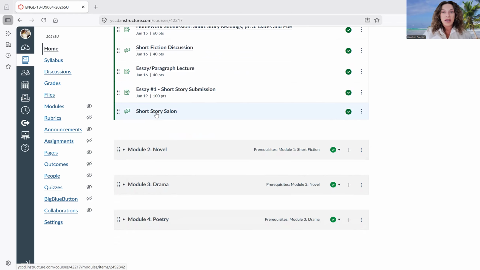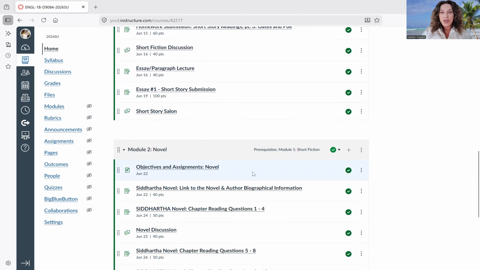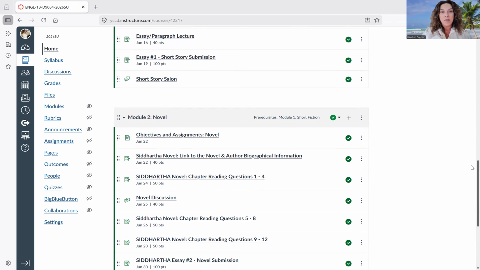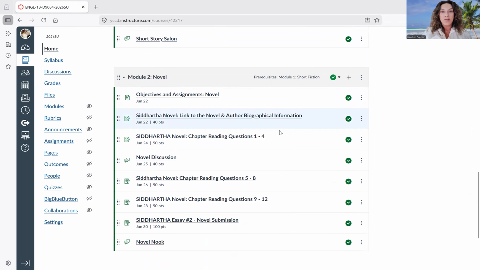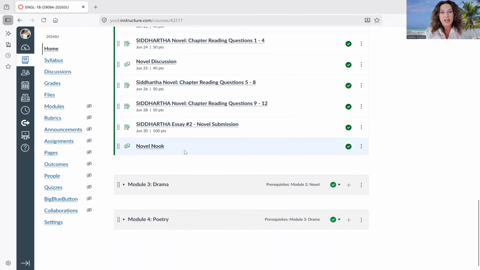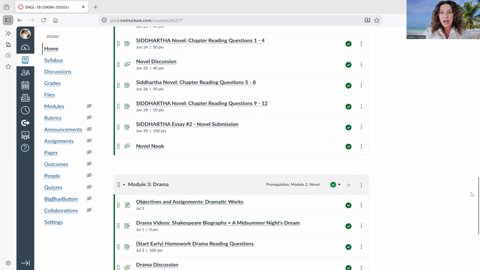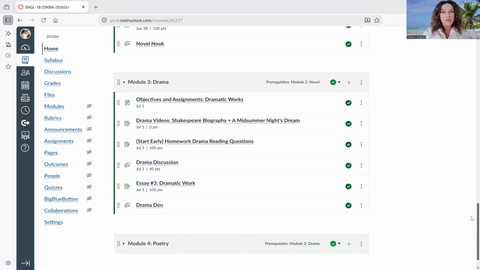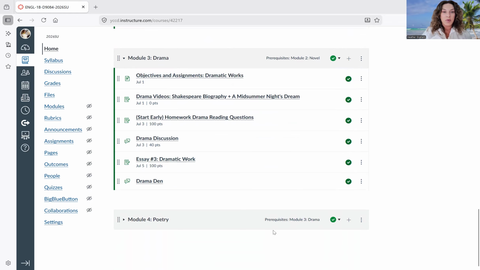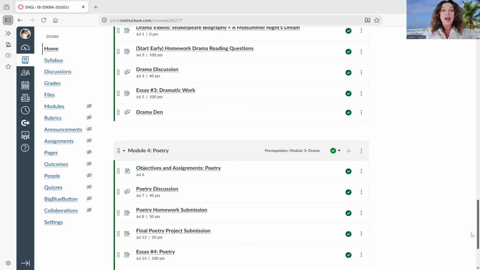And each module, again, will follow this pattern. You have objectives and assignments, the biography of the authors and the lectures, and then your reading assignments, a discussion post, and it will end with an essay assignment. And of course, there is the ungraded discussion and so on. So they're all kind of the same. But again, you will be confused if you try to skip around, and they'll be locked. It is set up that way.